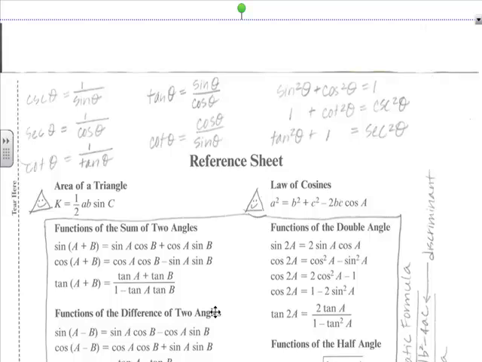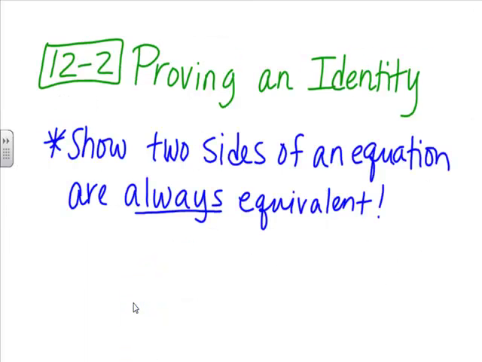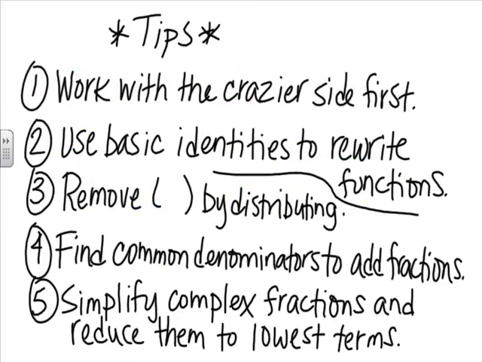So these first ones are the reciprocal identities. These guys are the quotient identities. And these guys over here are the Pythagorean identities. And so we're going to hopefully use these guys to prove some other things to be true. So here we go. Before I get going, I'm going to give you a couple tips.